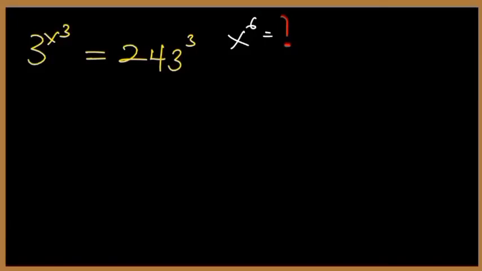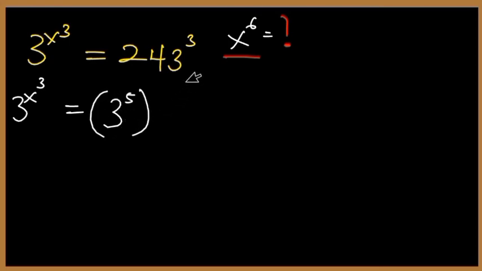Hello everyone, in this video we have to calculate x to the power of 6 from this equation. So now let's get started. So now from here I'll have my 3 to the power of x, all to the power of 3, equals. Now we find the factors of this one. You can see that 3 will repeat itself 5 times, all to the power of this 3 here.